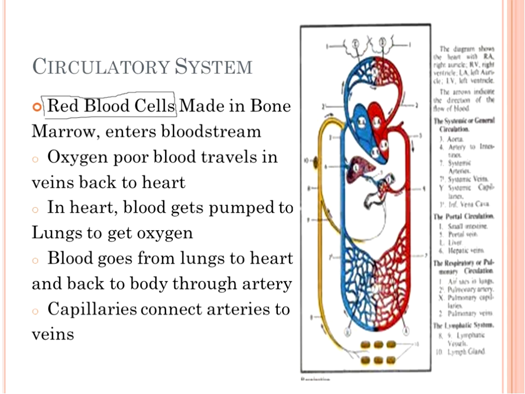Couple other little things, arteries versus veins versus capillaries. Capillaries are all the little blood vessels that carry blood to the little extreme parts of your body. Arteries and veins are big blood vessels. Arteries are the red that you see. Red is going to be oxygen-rich blood. Veins are going to be oxygen-poor blood. Arteries go away from the heart. Veins go to the heart. So again, arteries carry blood away from the heart. Veins carry blood to the heart.